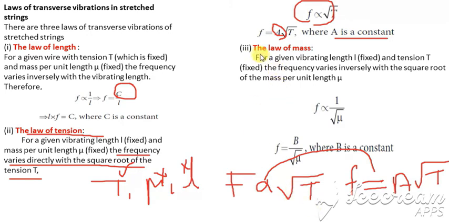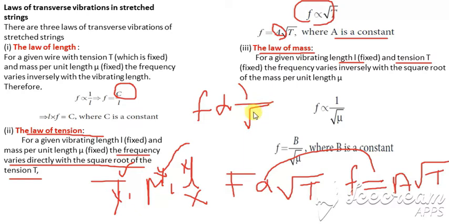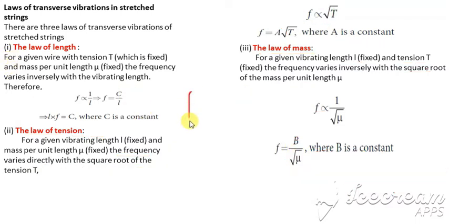In the same way, the last one is the law of mass. Here mass is taken and the other two are considered constant, so L and T are constant. Then frequency is inversely proportional to the square root of mass per unit length. So F is proportional to 1 divided by root mu. To remove the proportionality we introduce a constant, B. Yes, clear? So we need to know all three laws.